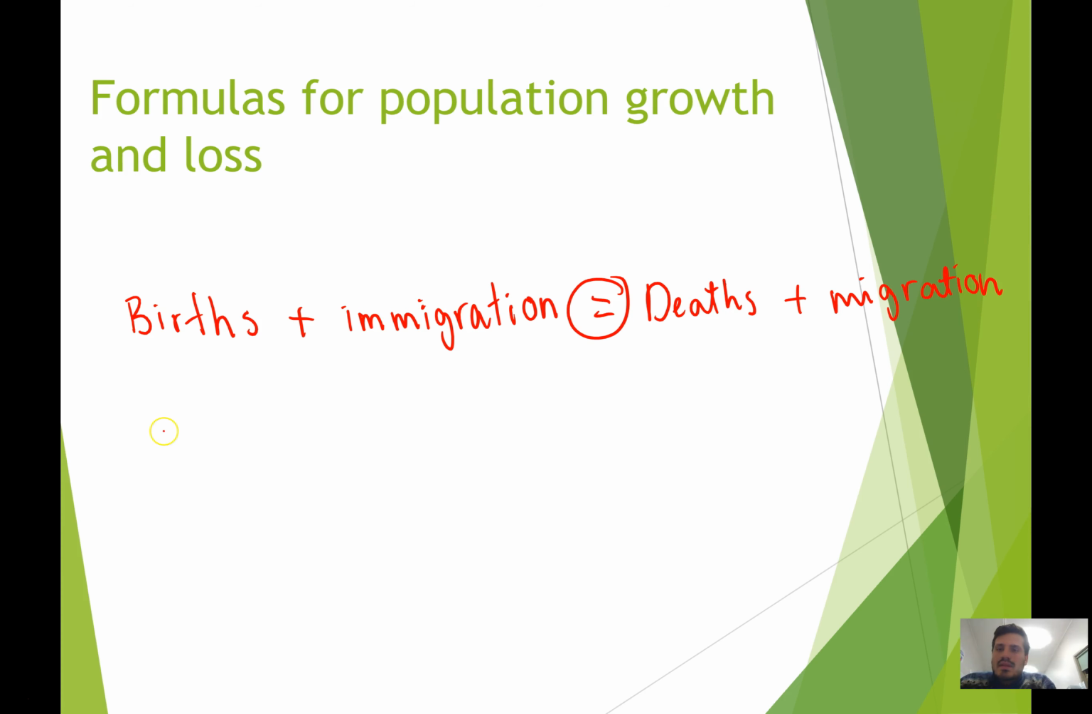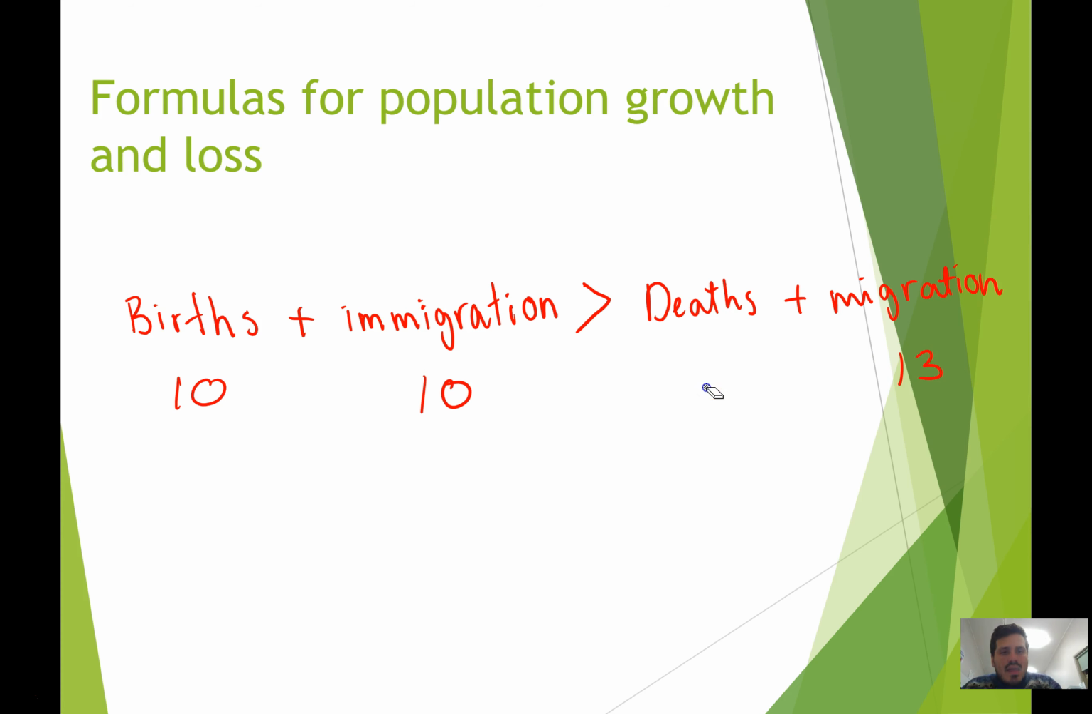So for example, if your number of births in a certain amount of time, let's say a month, you have 10 births and you have 5 individuals immigrating in, and then you have 2 deaths, and then you also have, let's say, 13 of a certain species emigrating out. 10 plus 5 is 15, 2 plus 13 is 15, so we have a stable population. If, for example, this immigration number went up to 10, we're going to have a growth in our population. So we would say that births and immigration is greater than deaths and emigration.